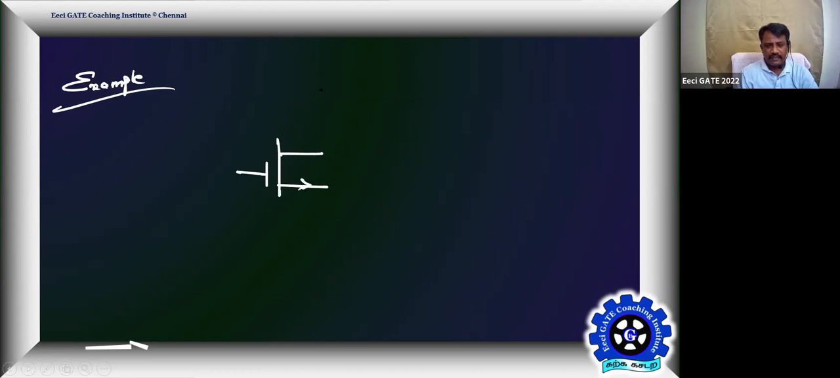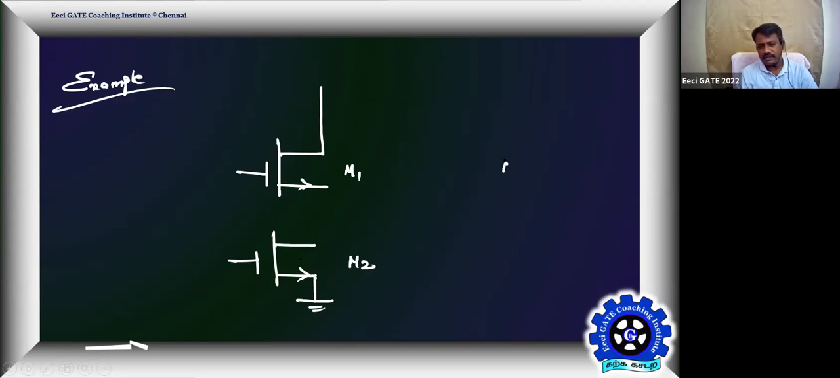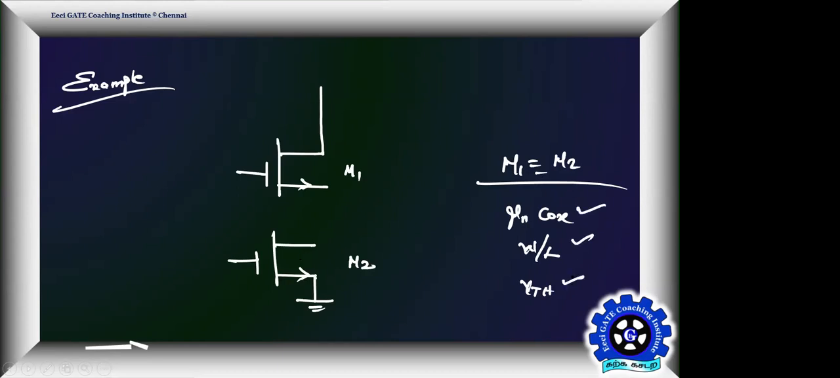Two identical NMOS transistors. MOS 1 I'm calling, another transistor MOS 2 I'm calling. M1 and M2 are identical in all aspects, meaning they have identical mu and Cox, identical W by L, and identical threshold. Hope you understand now.